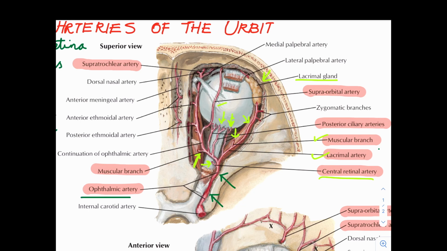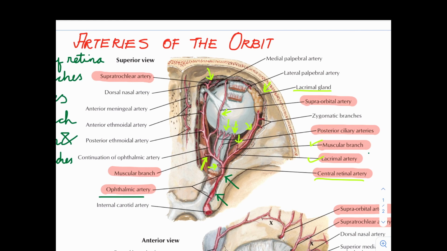Number 5, the supratrochlear and the supraorbital arteries. This is the supraorbital artery, and this is the supratrochlear artery. The supratrochlear artery and the supraorbital artery are distributed to the skin of the forehead. Now, we have discussed all branches of the ophthalmic artery.